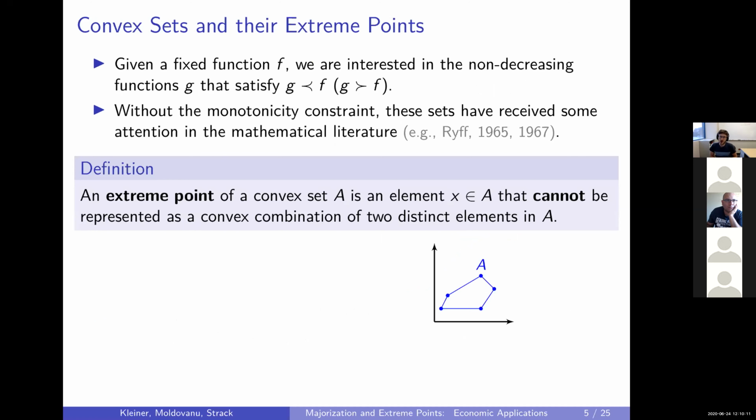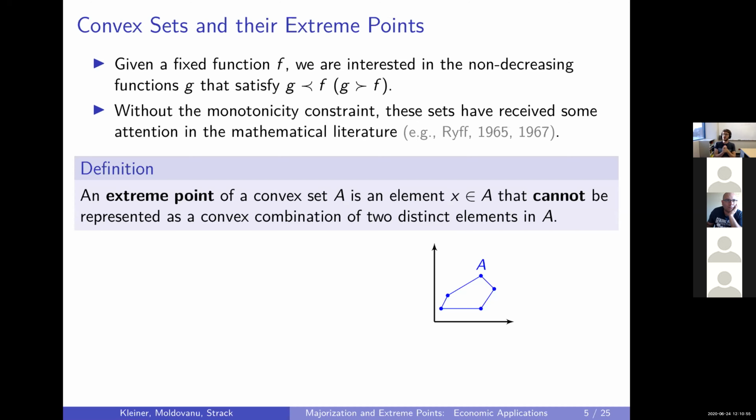So our first aim is now to characterize the extreme points of two sets. Fix some non-decreasing function f, and then we are interested in all those non-decreasing functions g that are majorized by f. This is one of the sets that we're interested in. Another set is all those functions g that majorize f. Without the monotonicity constraint, these sets have received some attention in the mathematical literature, notably by Ryff. One of his most important results is a characterization of the extreme points of all those functions that are majorized by a given function.